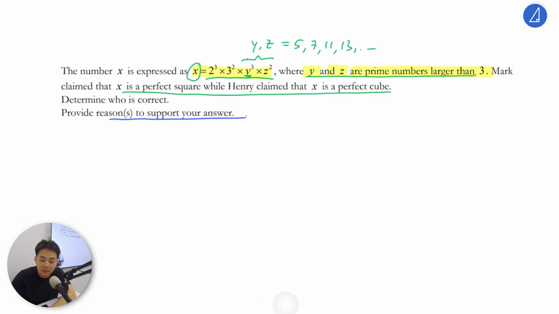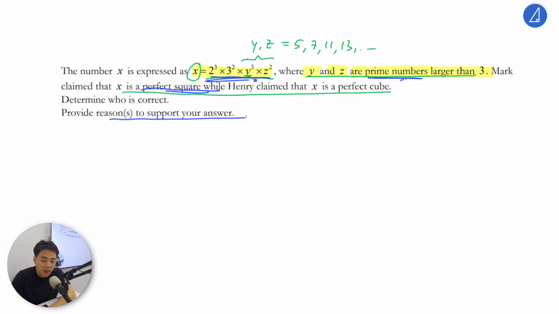Now the thing is this: if it's a perfect square, all the powers have to be divisible by 2. That's the idea of being a perfect square. So obviously this is not divisible by 2, so we know that this is not a perfect square. Because this is already a prime factorized form given by these prime numbers, we know that there's no number here that will add up to this power here. That's the main thing that you have to know.